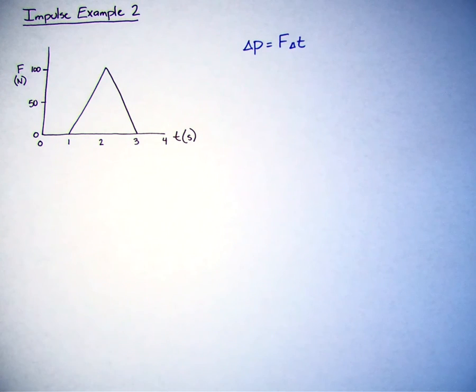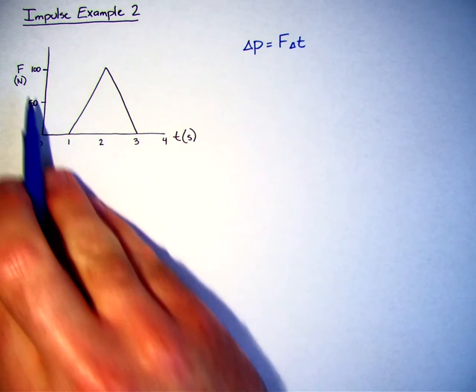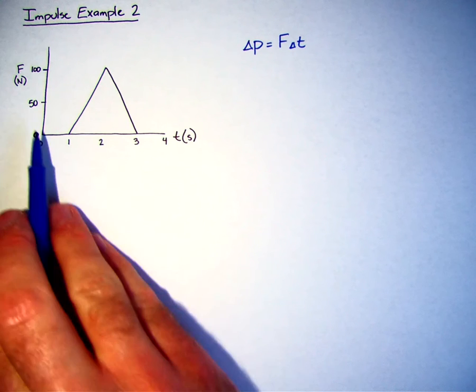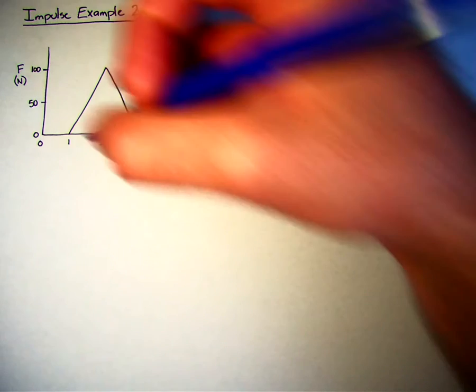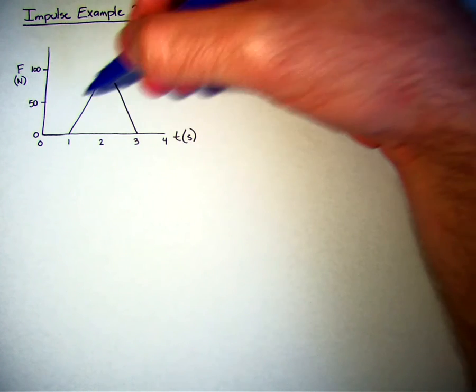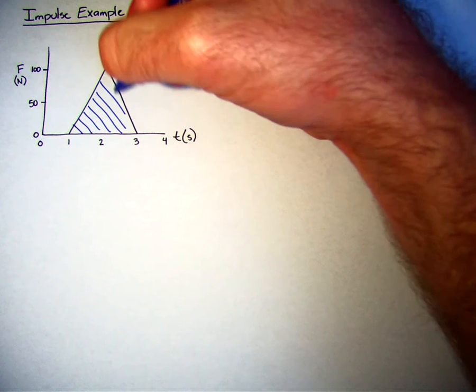time, I need to think, okay, on the graph, how am I going to get a force times the change in time? So if I wanted to multiply my y-axis times my x-axis, what is that? And the answer is area. So if you wanted to find the impulse of a force versus time graph, all you're basically going to do is find the area underneath the curve.